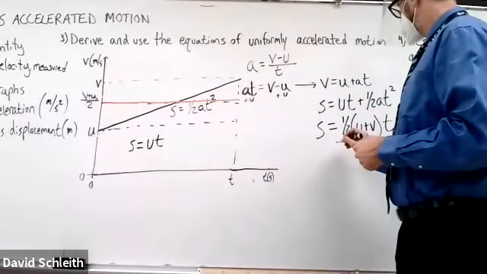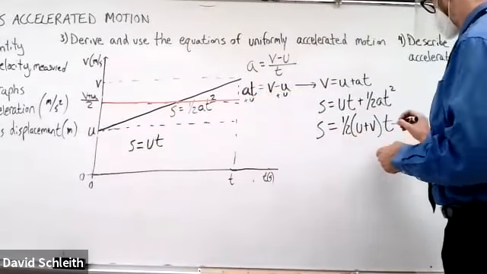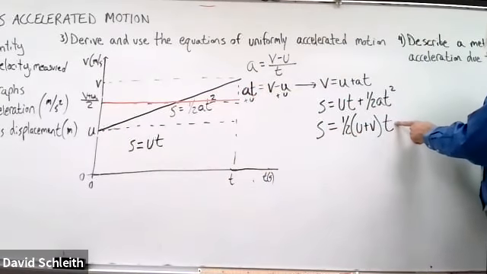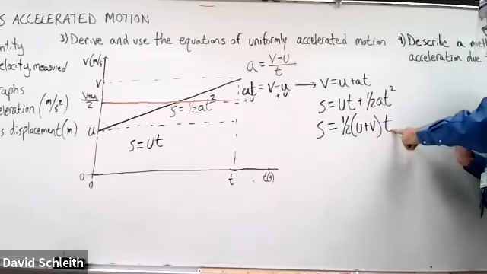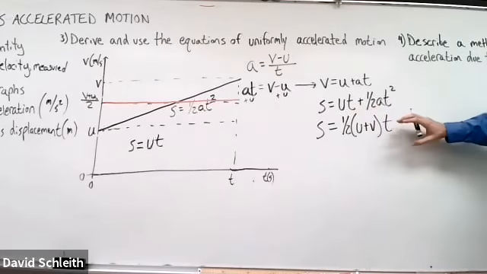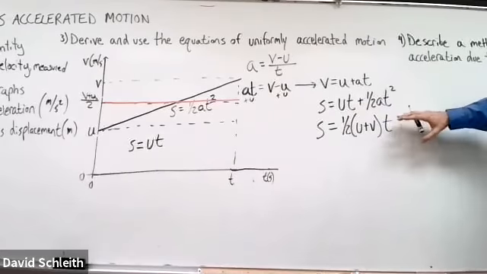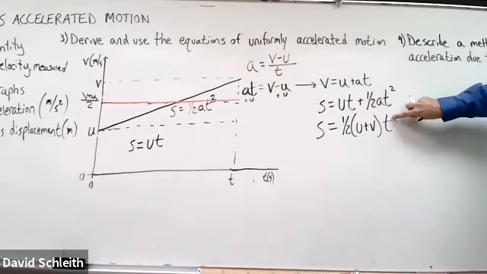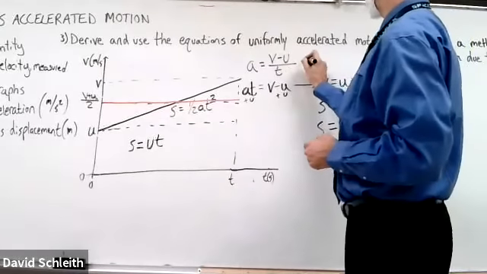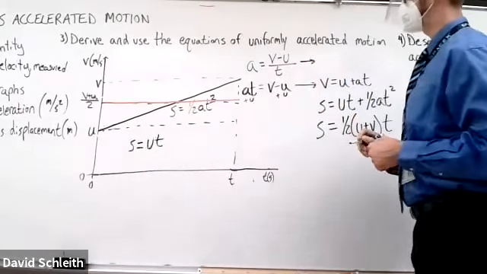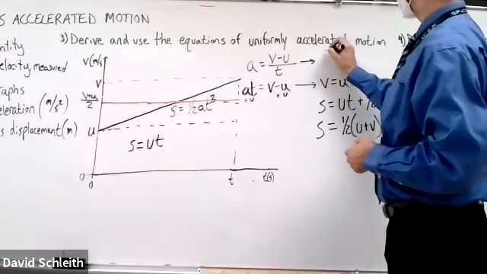And then finally, we're going to derive an equation that does not include time. You see how time is in each one of these. So what we need to do is think about how we can eliminate time. I want to substitute in for time into this equation. So let's go back to the original definition of acceleration and solve it for time.